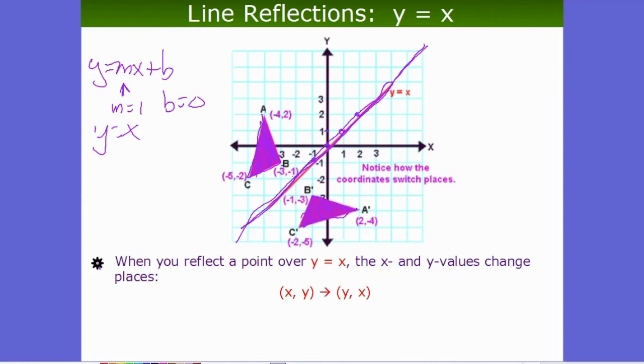The way you can do a transformation over the line y equals x is you take any pre-image point, and then you just turn the y and the x value around. Your coordinates will flip locations. And I remember this one because y, x kind of looks like y equals x, and that helps me to remember what that actual transformation is.